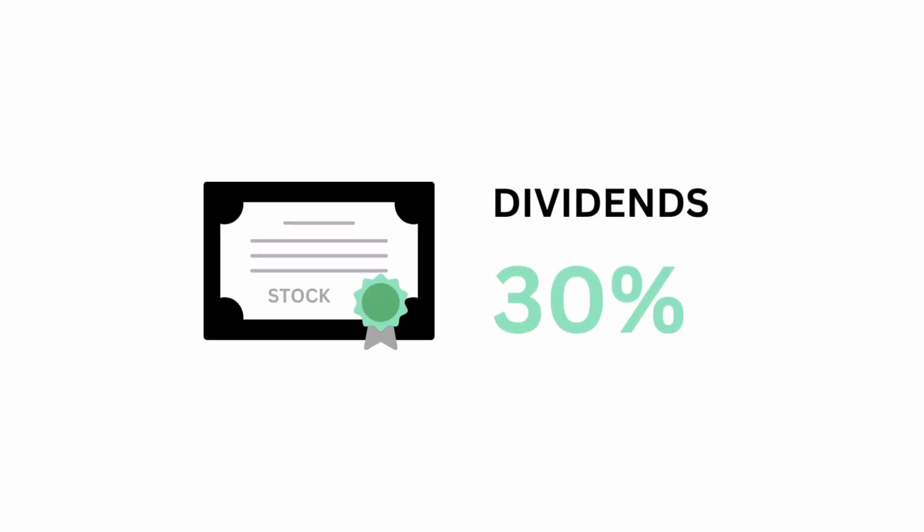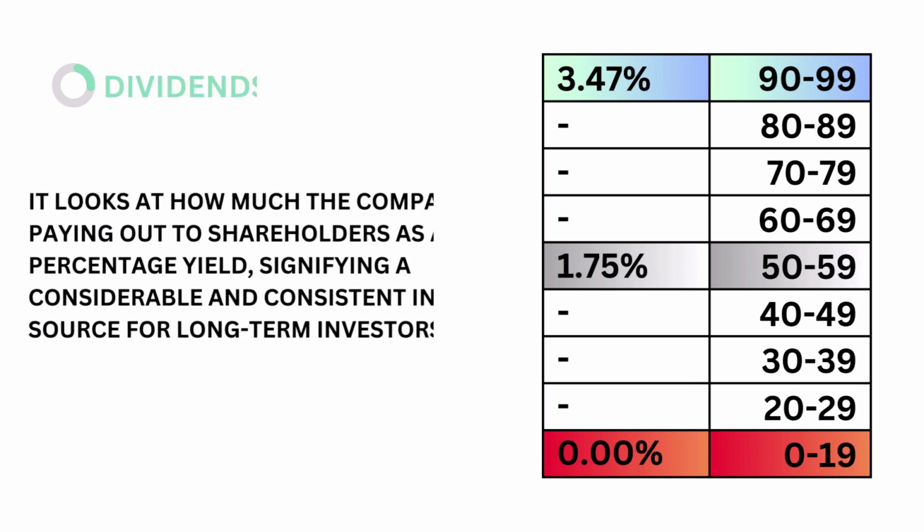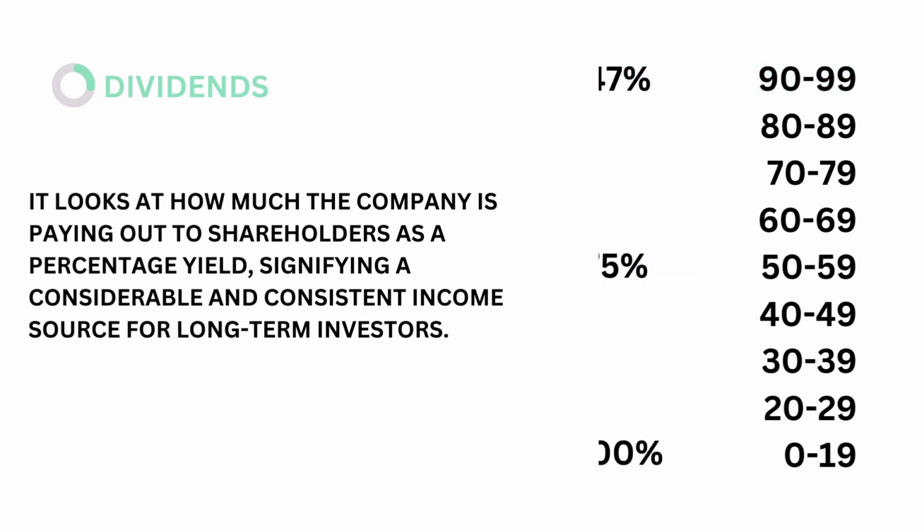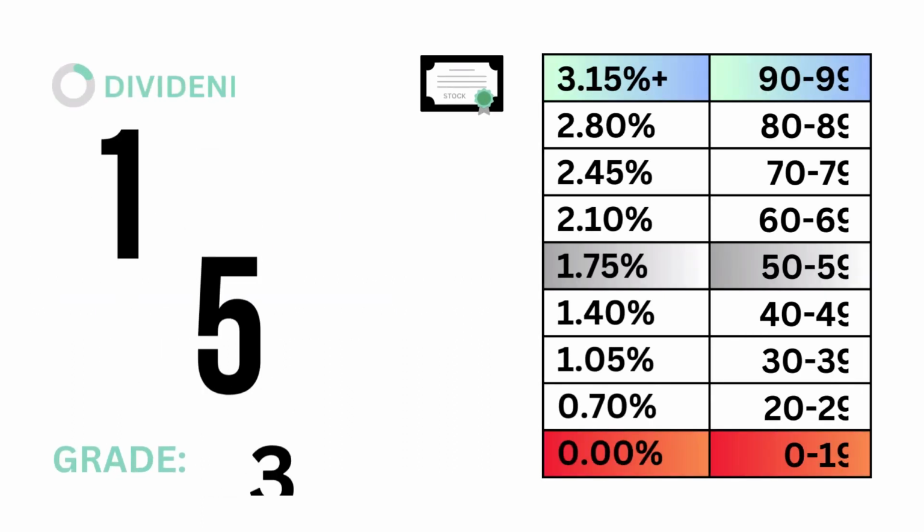Next are dividends, which accounts for 30%. Dividends looks at how much the company is paying out to shareholders as a percentage yield, signifying a considerate and consistent income source for long-term investors. The models tell us that a dividend yield of 1.75% is considered average. Here's our dividend yield and dividends grade.